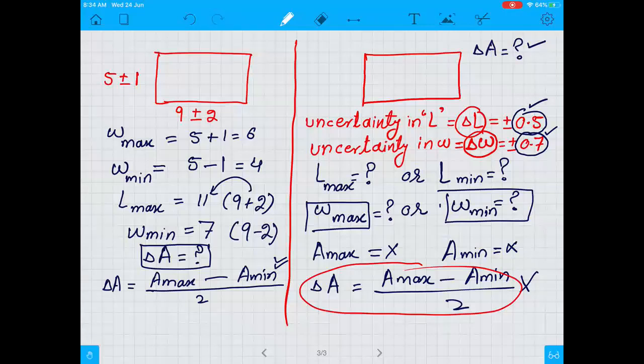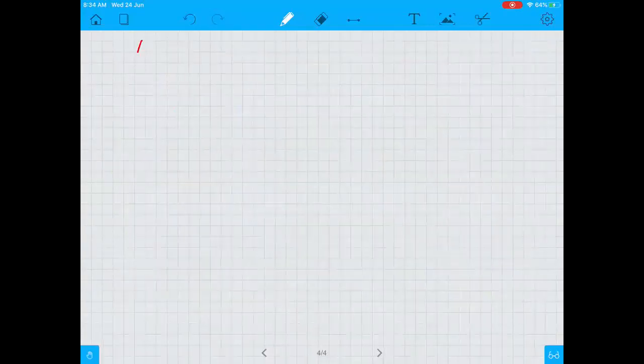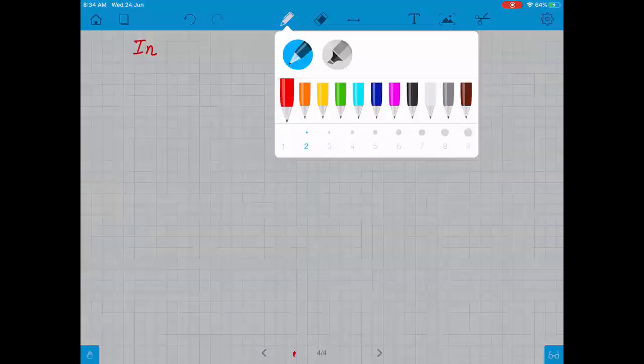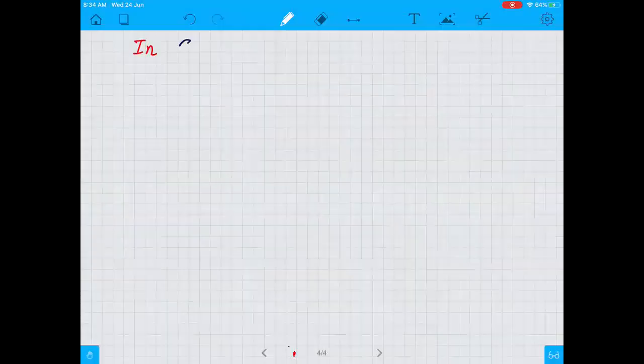Now in your syllabus, you will have two types of questions: when the values and uncertainties both are given, and the questions in which only uncertainties are given. So there are two types of questions. So in the CAI syllabus, we'll get two types of situations.